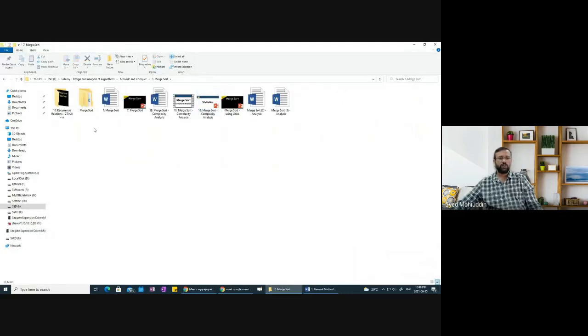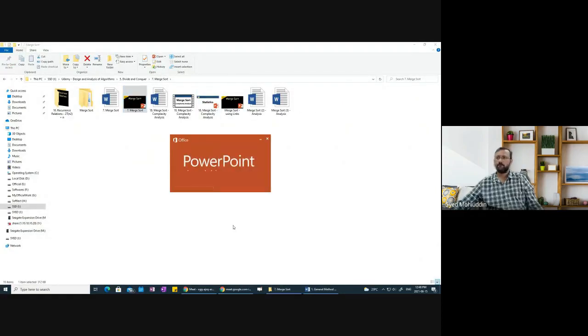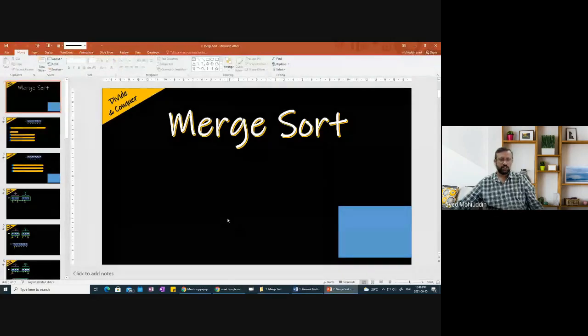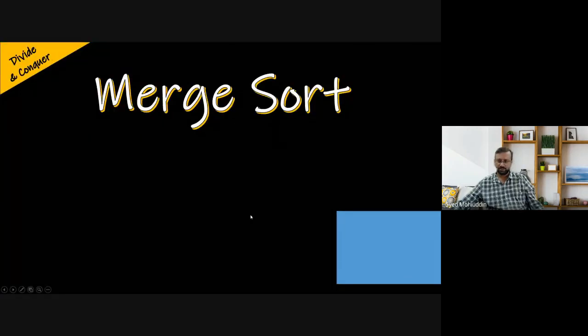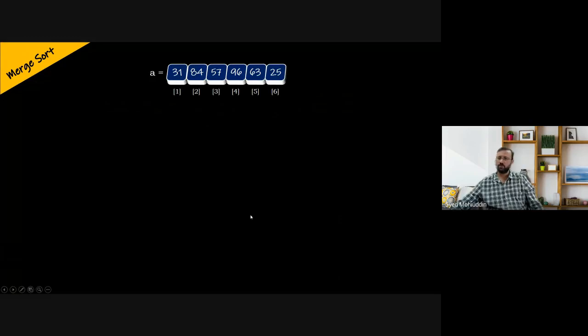Let us look at merge sort. Merge sort is one of the sorting techniques which is very efficient in terms of its performance. Merge sort uses merge as a term, so we will look at what merging means. This merge sort uses the divide and conquer approach.